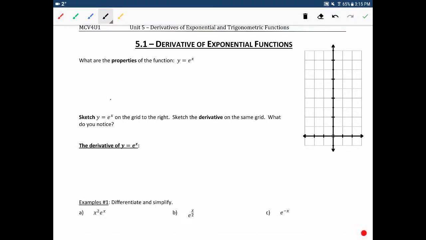Hey guys, today we're going to take a look at the derivative of exponential functions. This is not something we've previously done up until this point. It's been things that have involved polynomials or rational functions. So we're going to look specifically today at e to the power of x. What are the properties of this function?